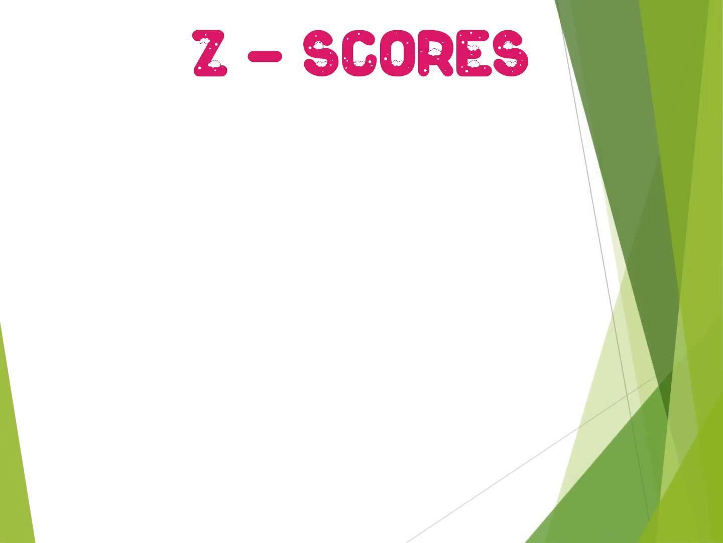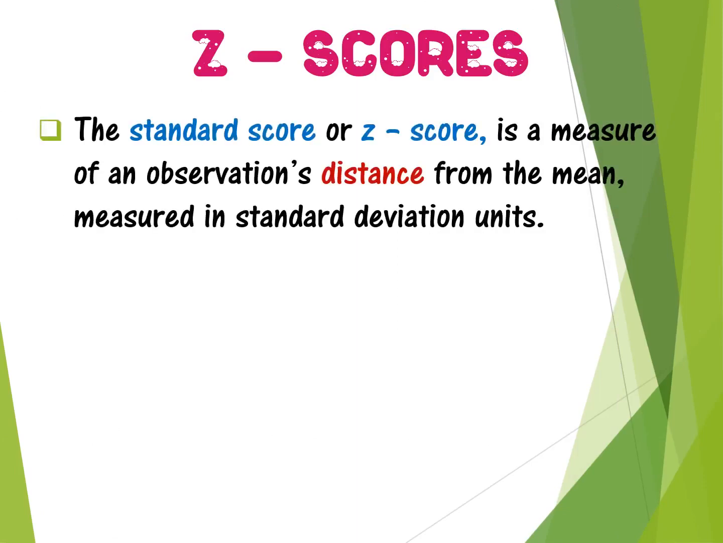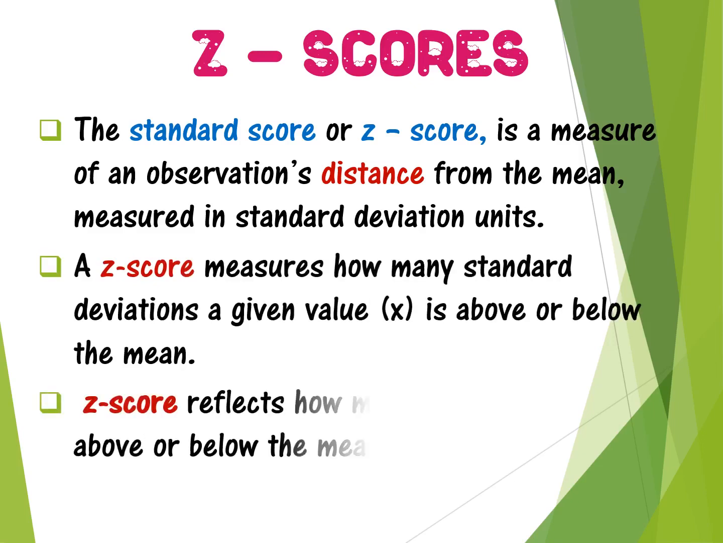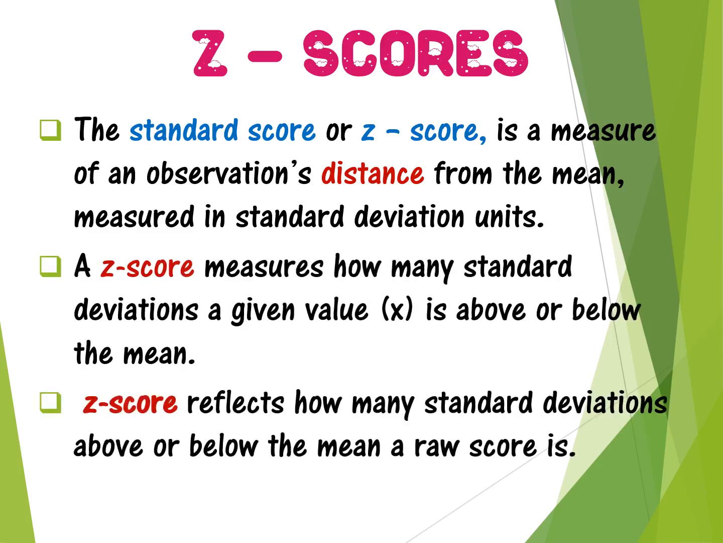So what is a standard score or a Z-score? It is a measure of an observation's distance from the mean. Usually we use the standard deviation as the unit. It reflects how many standard deviations a given value or raw score is above or below the mean. So this is how we define a Z-score.